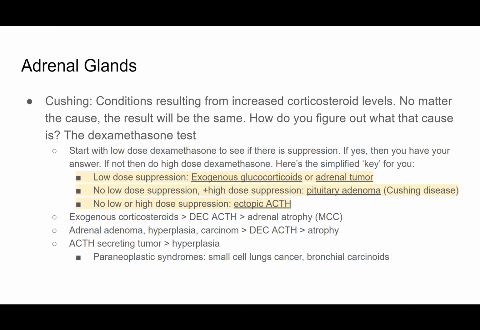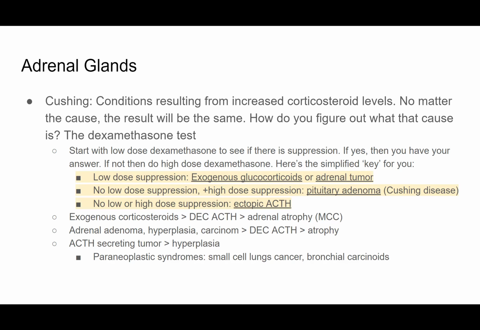Now, adrenal adenoma, hyperplasia, carcinoma, all of these can cause an increase in cortisol, because remember, adenomas can be functional, hormone secreting. Negative feedback: we have too much cortisol. Okay, now we're going to decrease the ACTH, and then you're going to get atrophy from that as well.